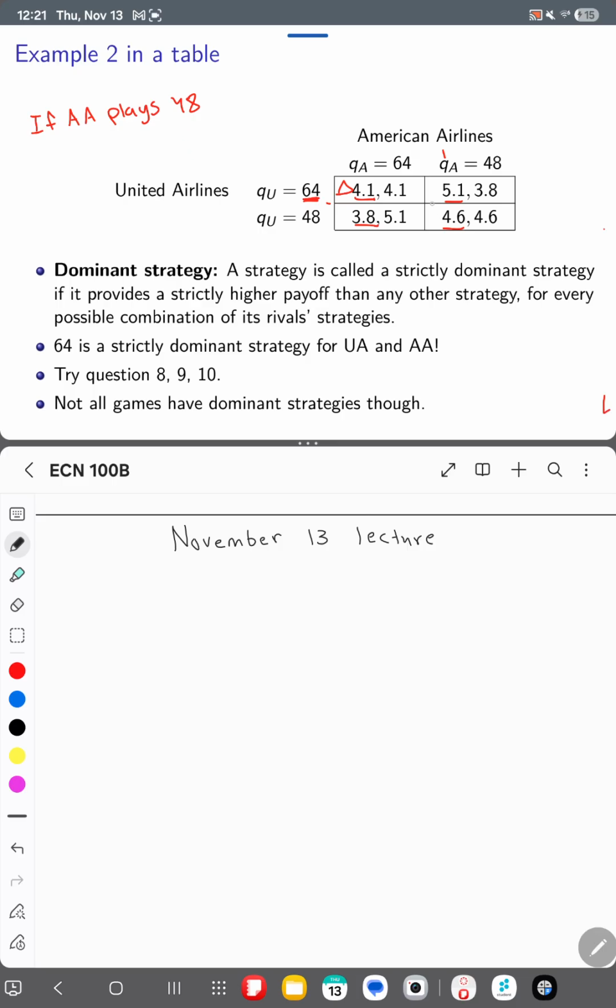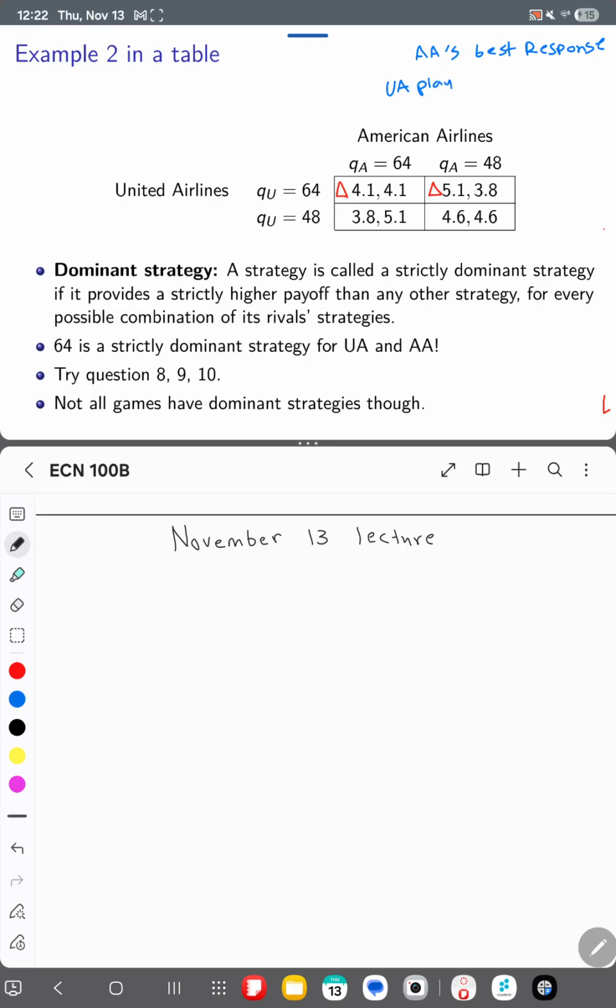Now let's think about American Airlines' best responses. So let me use a different ink. This is going to be AA's best response. Let's think about it quickly. If United Airlines plays 64, let's think about what American Airlines should do. So this is United Airlines playing 64. Someone else? Could you tell me?